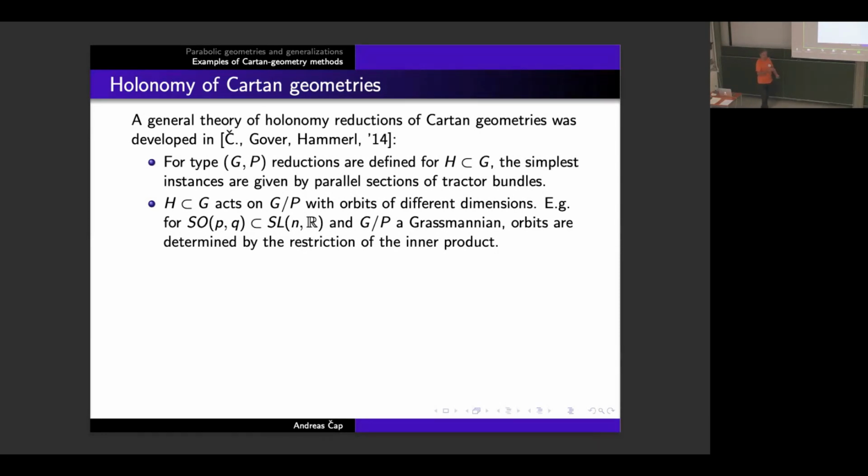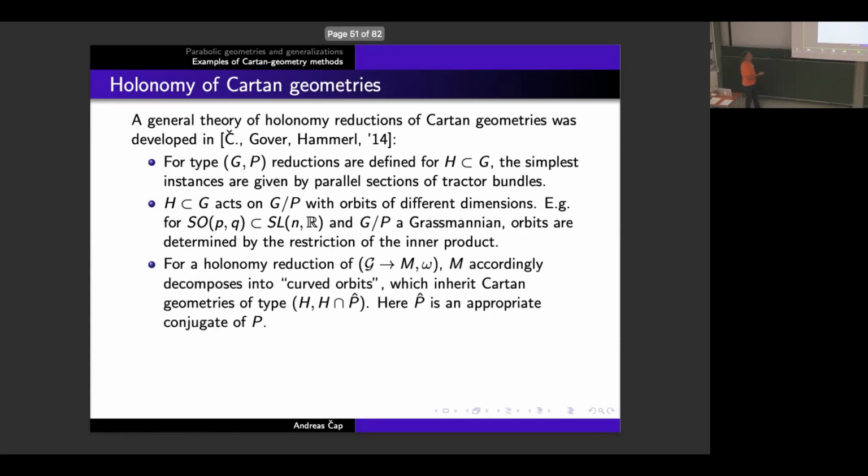And if you think about the example that I was giving about SO(p,q) acting on R^n, these orbits may have different dimensions, because the stabilizer of a light-like line is larger than the stabilizer of a non-degenerate line. So you have orbits of different dimensions. This is exactly a more general version: if you start with SO(p,q) in SL(n) and the Grassmannian, then the orbits are determined by the restriction of the inner product to a subspace. So there are several orbits, but you can understand them.